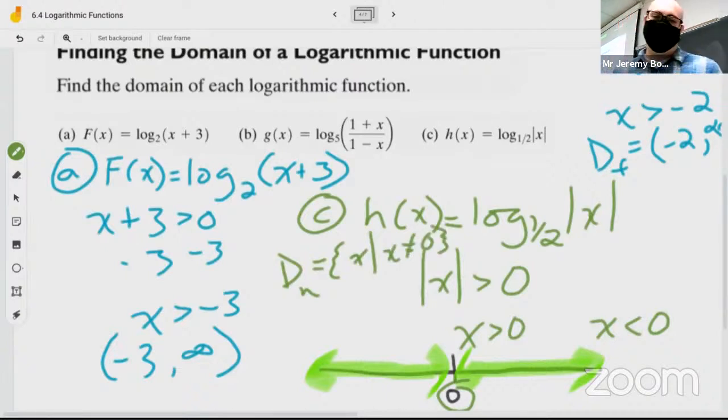Because if x was equal to 0, you'd have log base 1/2 of 0, which we can't have. So that one's kind of tricky. It's a tricky one.